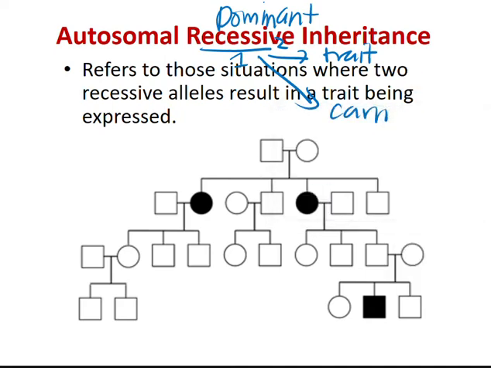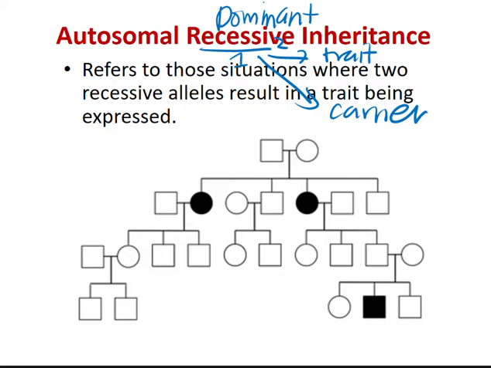Okay, diseases that are inherited in an autosomal recessive pattern require both parents of an affected individual to carry at least one copy of the disease allele. With an autosomal recessive trait, many individuals in a pedigree can be carriers without even knowing about it.